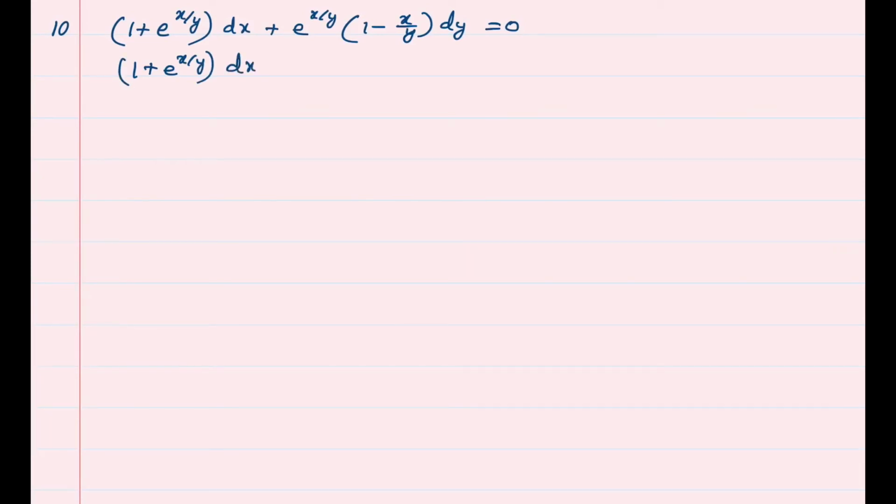Question number 10. 1 plus e raised to x by y times dx plus e raised to x by y times 1 minus x by y dy is 0. Here this is a function of x by y. So, we have to write dx by dy. Let us take the second term to the other side. We will write dx by dy because it is a function of x by y.